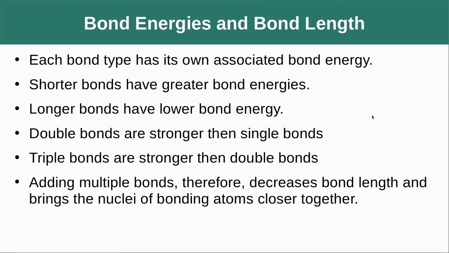So each bond type has its own associated bond energy. Shorter bonds have greater bond energies. Longer bonds have lower bond energies. Double bonds are stronger than single bonds. Triple bonds are stronger than double bonds. Adding multiple bonds therefore decreases the bond length and brings the nuclei of the bonding atoms closer together.